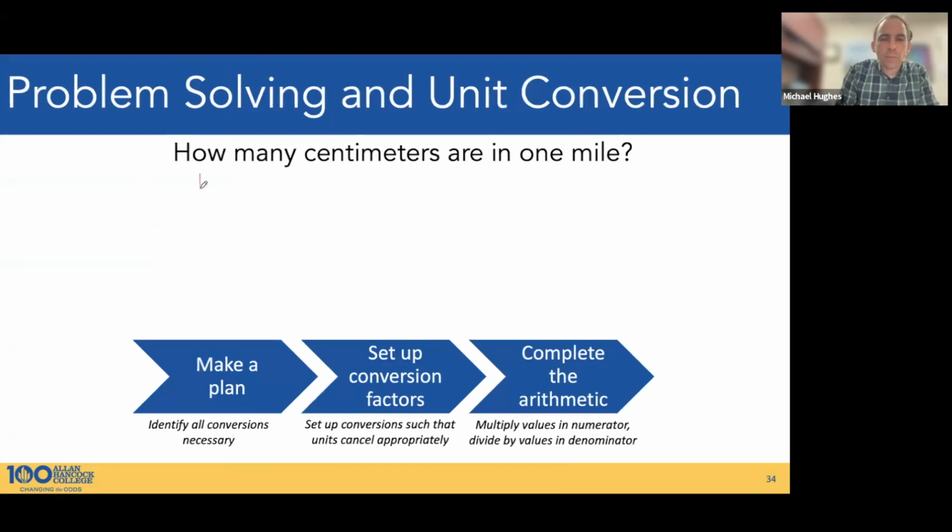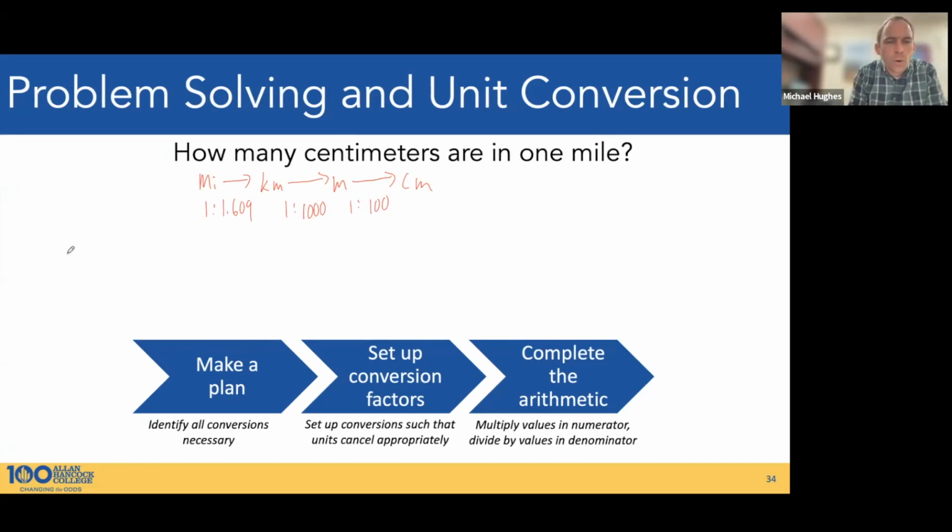So we're starting with miles. And we can go using our conversion factor to kilometers, to meters, and to centimeters. And in 1 mile, there was 1.609 kilometers. In 1 kilometer, there's 1,000 meters. And in 1 meter, there's 100 centimeters. So those are our conversion factors that we get from our conversion sheet. That's our plan. So let's set it up.